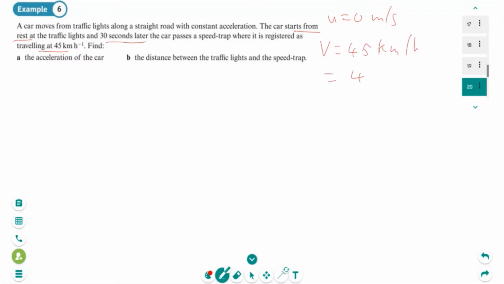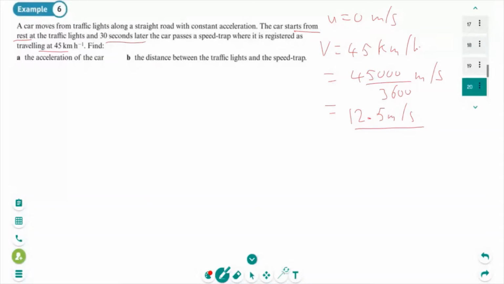So you do 45,000 meters and you divide by 3,600, since there are 3,600 seconds in 1 hour. That will give you the velocity in meters per second, which is 12.5 meters per second. So that's the final velocity as it passes the speed trap.